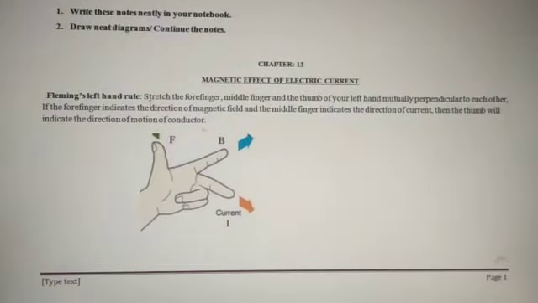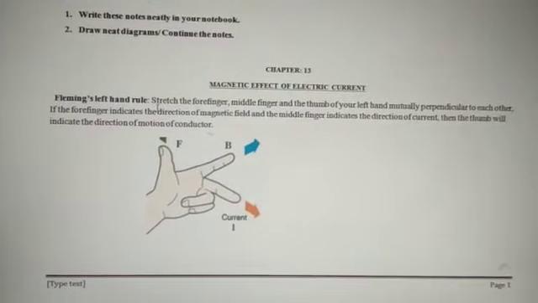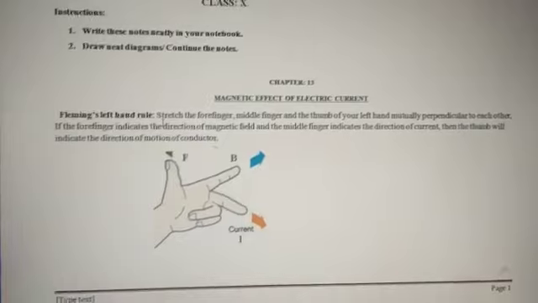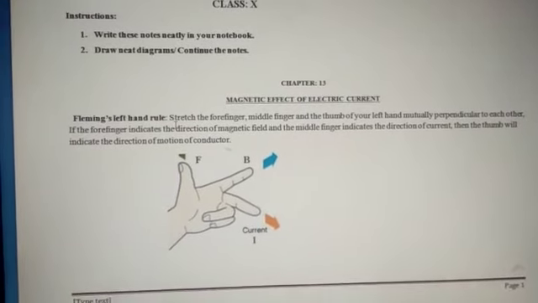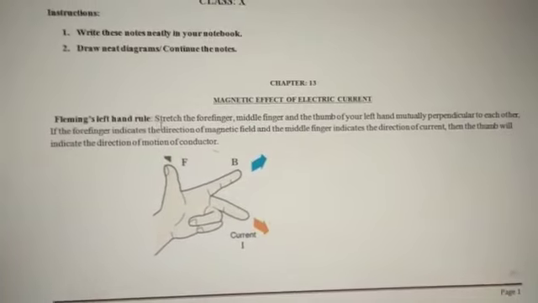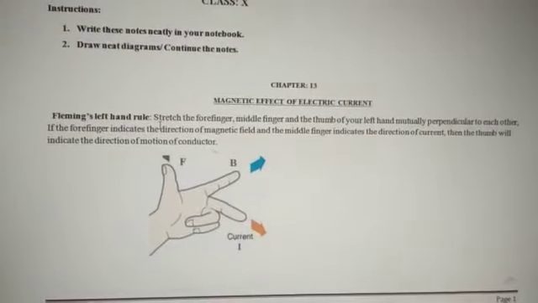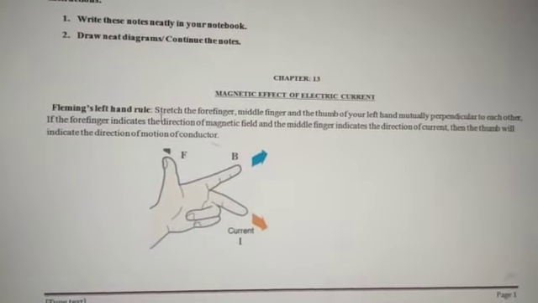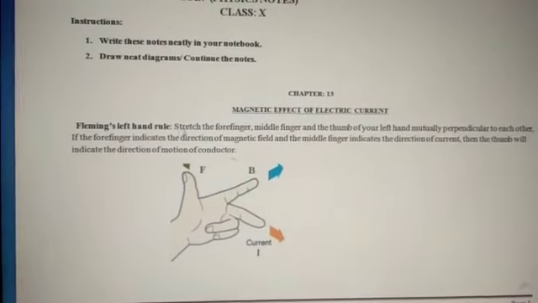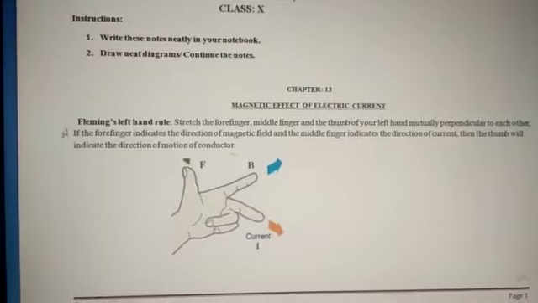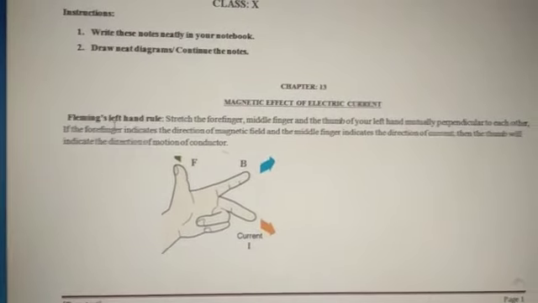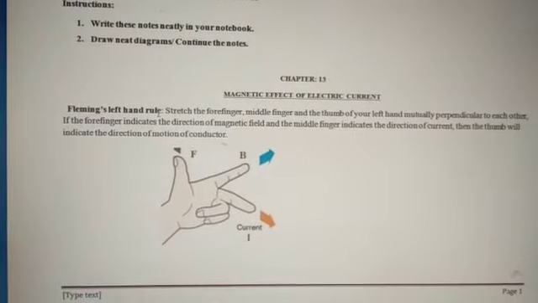In the last class we discussed the Lorentz force: how a force acts on a current-carrying conductor whenever it is kept in a magnetic field. I already told you that when it is kept in a magnetic field, it experiences a force. So we have one rule, termed Fleming's left hand rule.